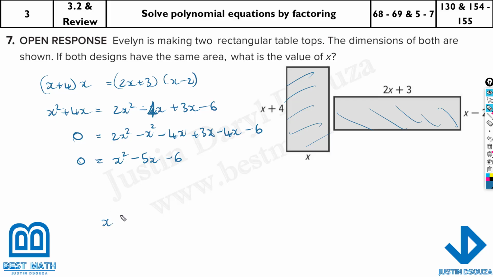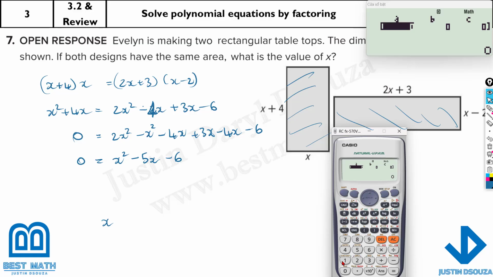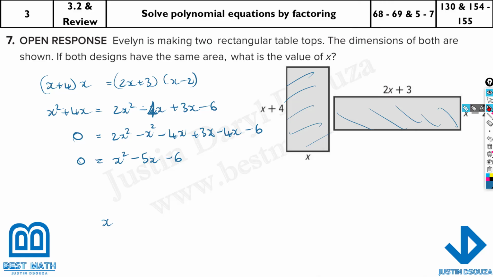Now I'm going to use the shortcut method. That is directly mod 5, 3 and then do the previous steps. Here mod 5 and 3 gives us coefficients of 1, minus 5 and lastly minus 6. The answer is 6 and negative 1. So the final answer is x is equal to 6 and x is equal to minus 1. So we know the answer must be x is equal to 6. Why? Because you can't have minus 1 as the dimension.